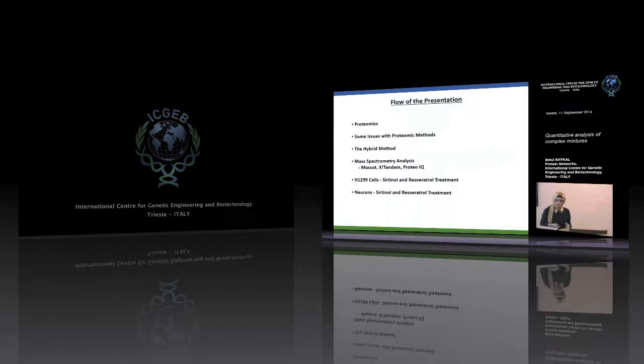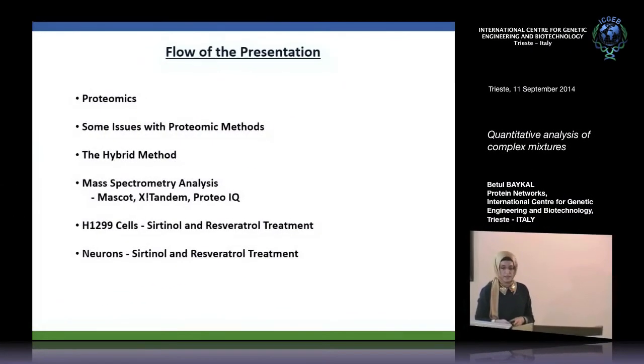So I will first start talking about proteomics and why it is important, and I'm going to talk about some issues with proteomic methods. Then after, I'm going to talk about the hybrid method I developed for sample preparation to get an increased number of identifications.